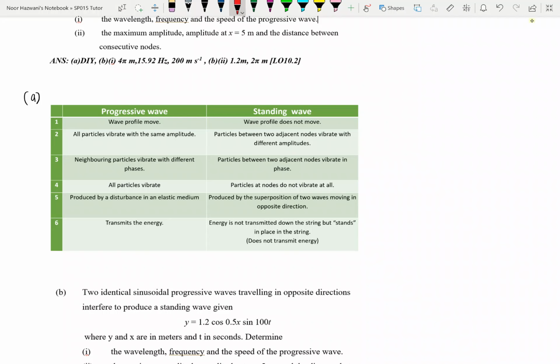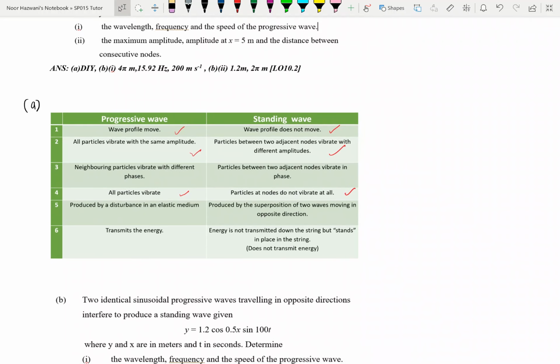Okay, yang pertama, wave profile move untuk progressive wave, and then standing wave profile does not move. Okay, and then suggestions number 2, all particle vibrates with the same amplitude for progressive wave. For standing wave, particle between two adjacent nodes vibrate with different amplitudes. Okay, and then yang number 3 ni macam susah sikit kan nak cakap. So kita ambil yang number 4 ni. Untuk progressive wave, all particle vibrates, but for standing wave, particle at nodes do not vibrate at all. So ambil lah 3 mana-mana yang you rasa mudah untuk kita ingat. Okay, that's for part A.